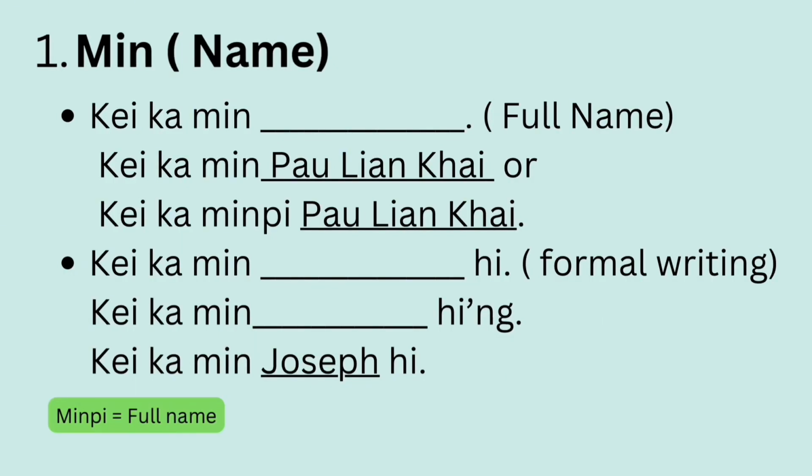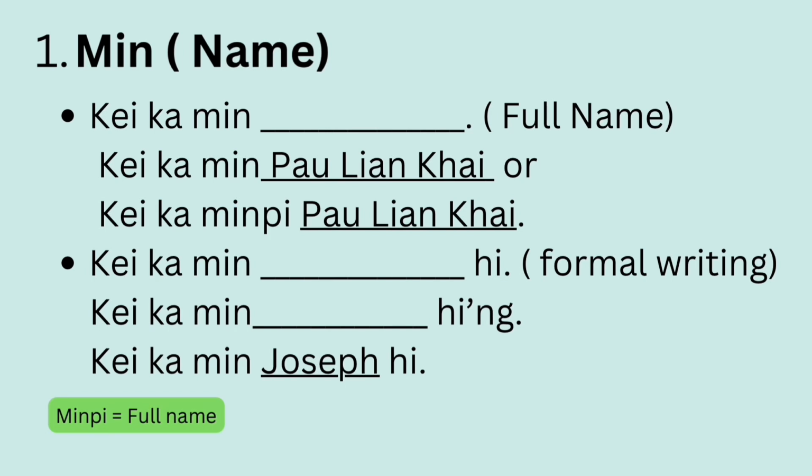Min is name. So it is important to inform your full name to the other person. So we can say Kei Gamin and your full name. For example, if let's say your name is Bao Lian Kai, you can say Kei Gamin Bao Lian Kai. Or if you want to add full name, you can say Min Pi. Min Pi is for full name, and you can say Kei Ka Min Pi Bao Lian Kai.